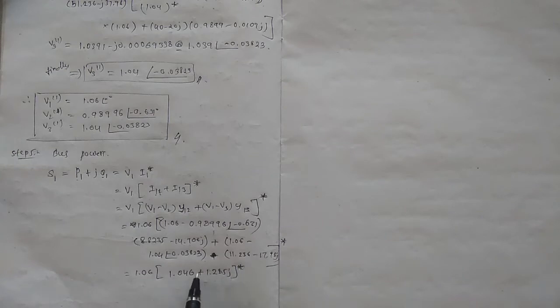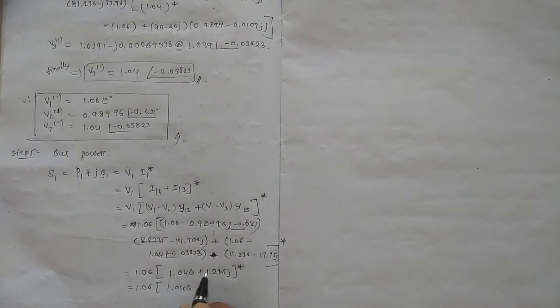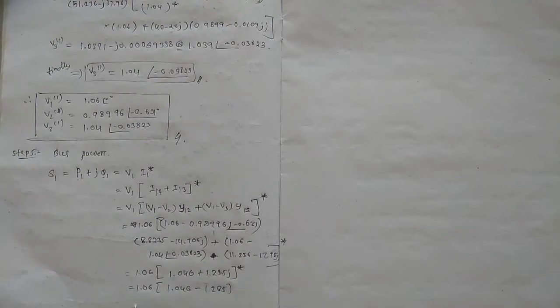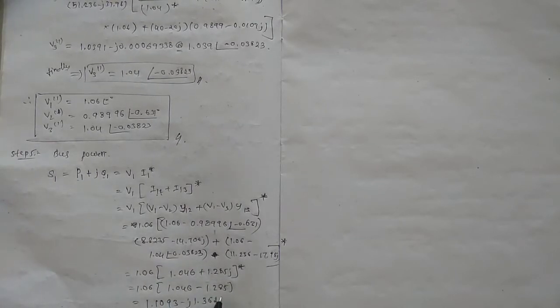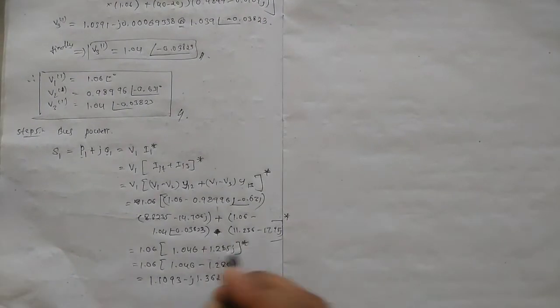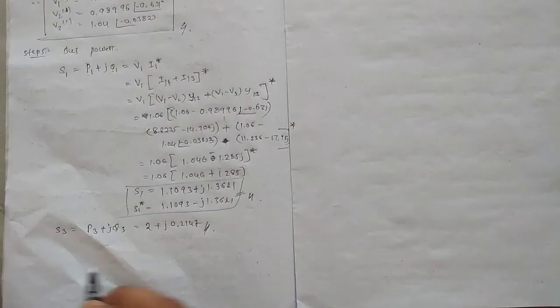Don't forget this. And we need to change the sign of these values. Imaginary part becomes minus. That is removal of complex. After calculating this, we will get the final answer as 1.093 minus 1.3621. Sorry, we will get minus this. This is plus. Now we need to find S3, that is P3 plus JQ3.